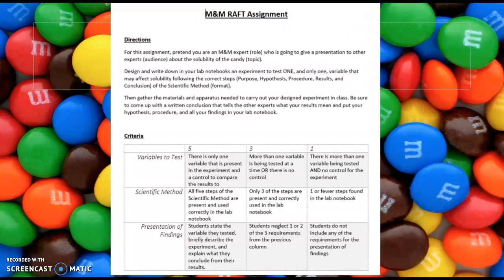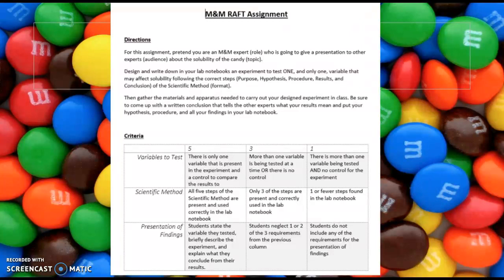After I approve their plan, they are free to gather their materials and conduct their experiment, making sure they record their results in their lab notebook. During this time, I will walk around and check understanding by asking them questions or answering any questions they may have. Once students are done testing their experiment, they must clean up their lab station and return to their desks to discuss what their findings mean.